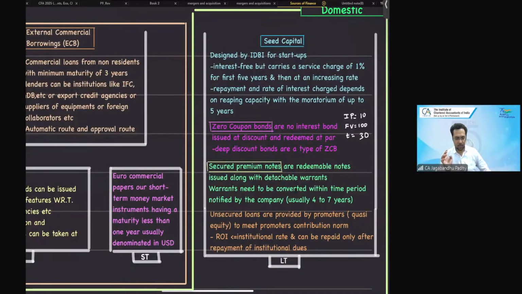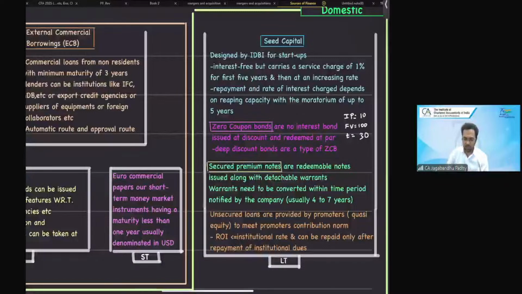And then, depending on how the business makes money in future, they will charge a higher rate of interest, right? So repayment and rate of interest depend on repaying capacity, with a moratorium of up to 5 years. Up to the initial 5 years, they won't charge you any interest. After that, they will start charging you interest at a higher rate. Okay. That is seed capital, where interest is not paid, but a service charge of 1% is charged. And as and when the business matures and has sufficient cash flows, you take help of the company cash flows to pay the capital.